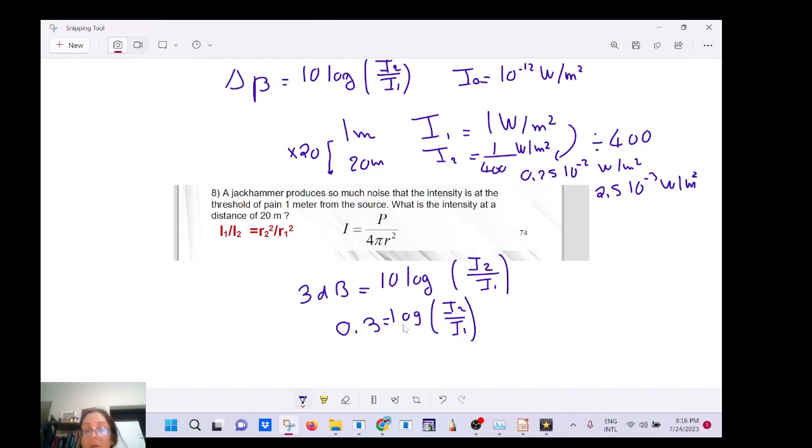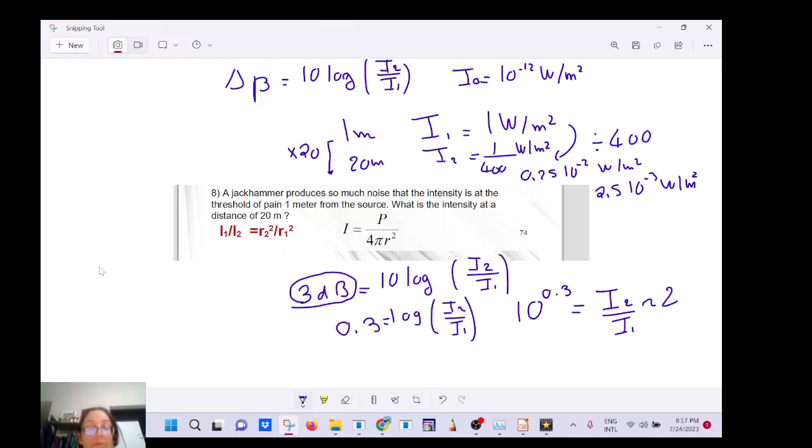And again, the log is the exponent to place on base 10 to get whatever you have inside the log, right? So if you do 10 raised to 0.3, you get about 2. That means if you multiply the intensity by 2, that will correspond to an increase of 3 decibel.